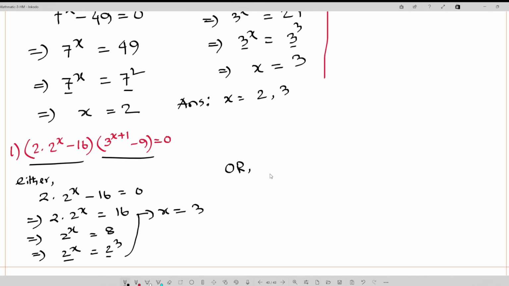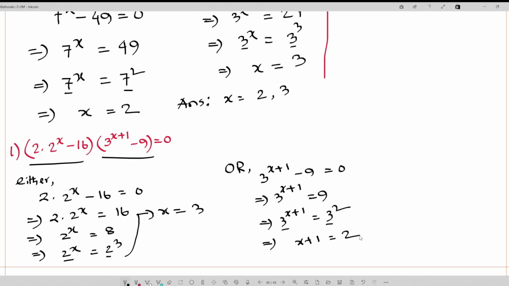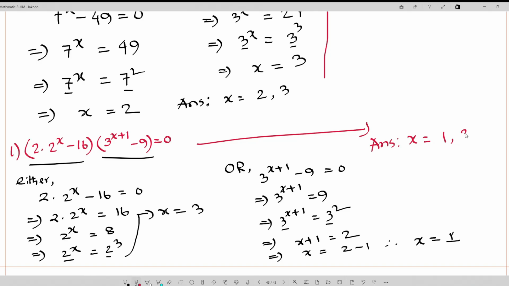Or 3 to the power x plus 1 minus 9 equals 0. Then 3 to the power x plus 1 equals 9, since minus 9 becomes plus 9. Then 3 to the power x plus 1 equals 9, which means 3 square. Then the bases are the same, so x plus 1 equals 2, and x equals 2 minus 1. This plus 1 becomes minus 1. So x equals 2 minus 1, which means 1. So our answer is x equals 1 or 3.